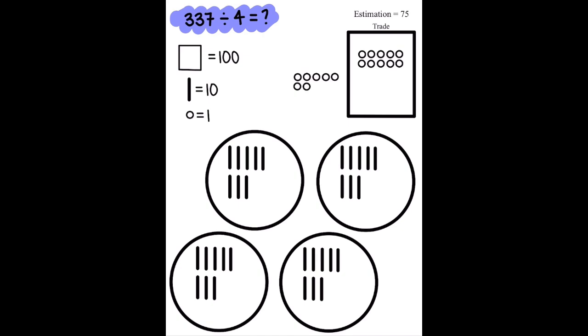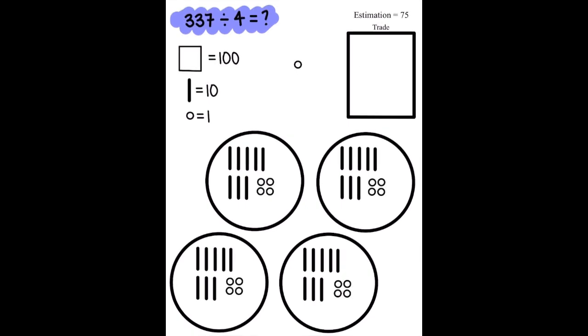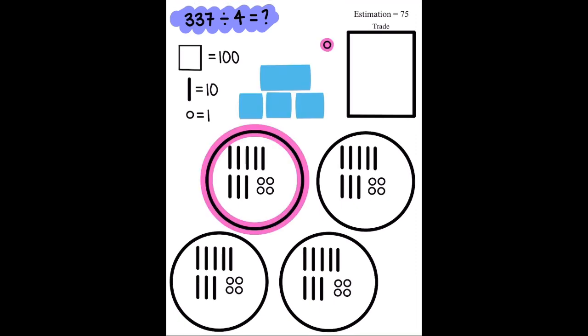Using mental math, we can determine that 16 divided by 4 would equal 4. Since our dividend is 17, we should have about 4 ones in each group. Look at that, we did end up with 4 ones in each group. We also have a remainder of 1. Let's count up the rods and ones in one of the circles below to determine our final answer. We have 8 rods, which is equal to 80. Then we must add our ones. We have 4 ones.